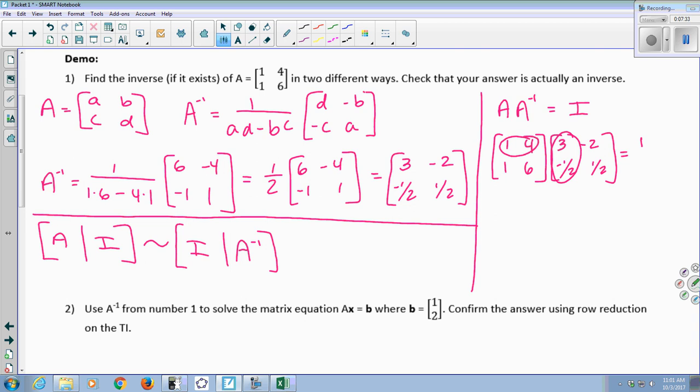Then I'm going to do row 1 times the second column: 1 times -2 is -2, and 4 times 1/2 is 2. Add them together and you get 0. And then you get 0, 1 when you do the next one. So, check. Reversing the order should give you the same thing, right? If you also do A inverse times A, you should also get the identity.